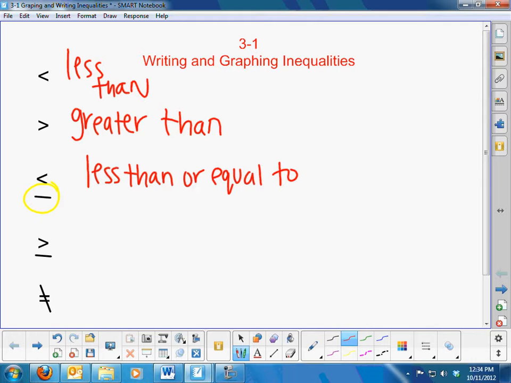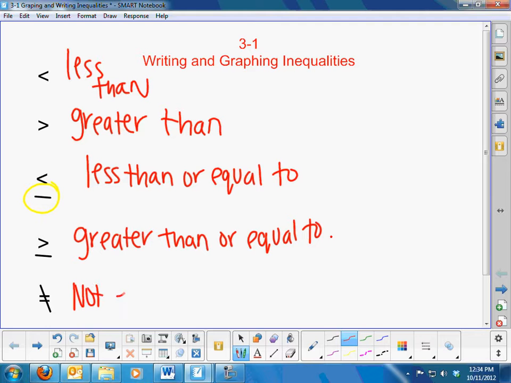So what do you think the next one would be? Exactly. Greater than or equal to. Definitely need to write these down. And then the last one. It looks like an equal sign, but it has a slash through it. So that means not equal to. Pretty simple. Not equal to. All right, so make sure you know each of those symbols. Don't get the less than and greater than mixed up. Some people have a tendency to do that, so make sure you have a way in your head to tell the difference between those two.